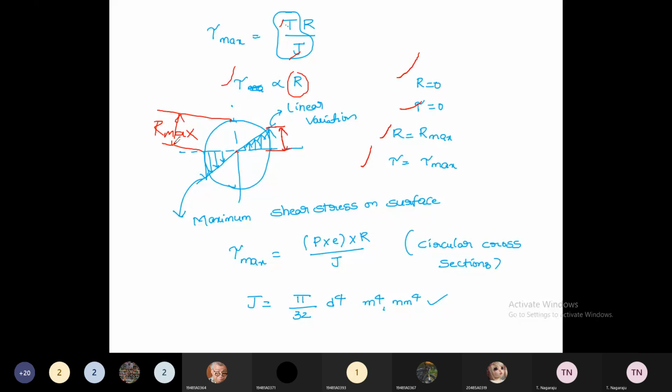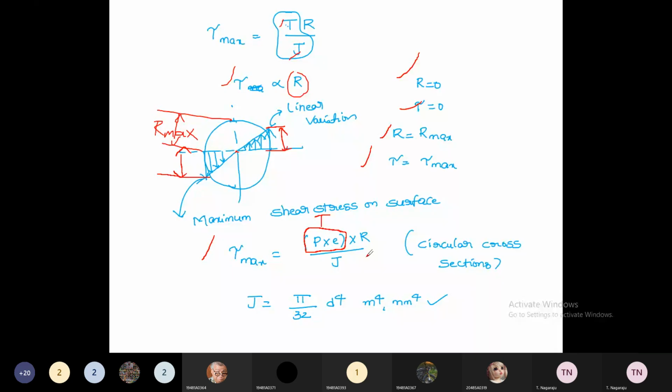Similarly, on the other side also, at the outermost fiber the stress value is maximum. That is, the shear stress is maximum on the surface of the member, and it is minimum at its geometrical axis. Then the shear stress is directly calculated by substituting the twisting moment, force into eccentric distance. This is actually the T value multiplied by R divided by J. You'll get the torsional shear stress.